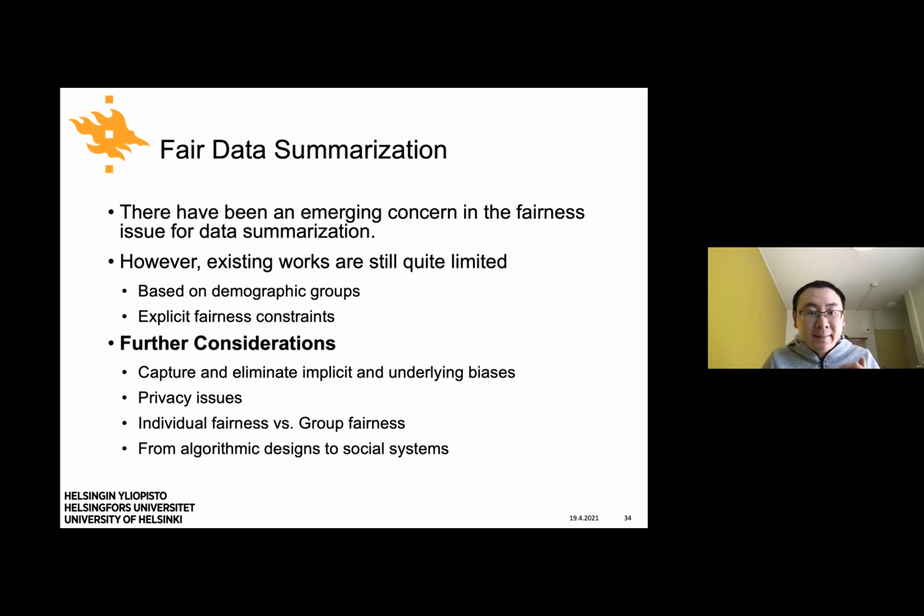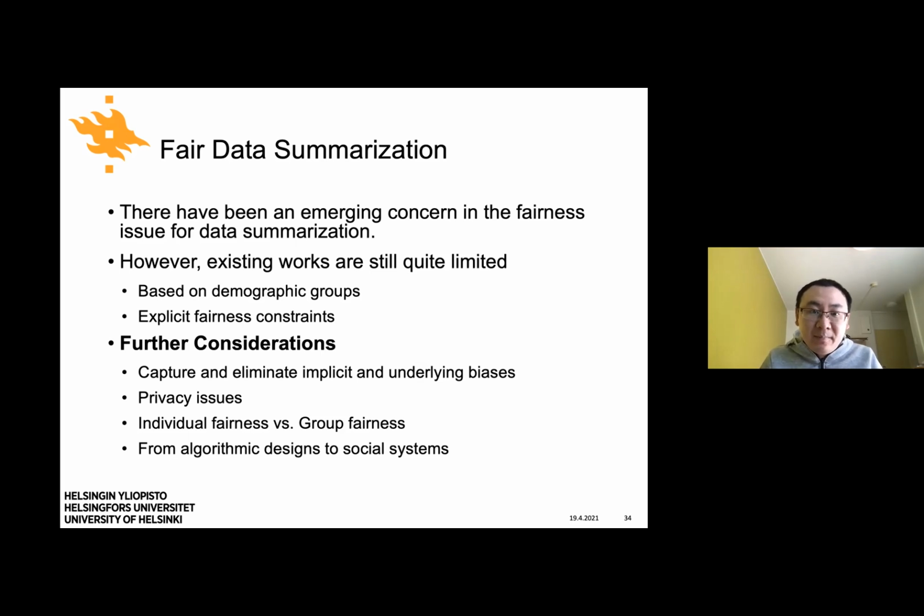And the third one is, in the existing works, we consider the group fairness in data summarization. But the objective of group fairness may conflict with another concept of fairness called individual fairness.